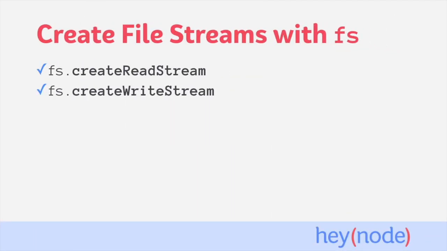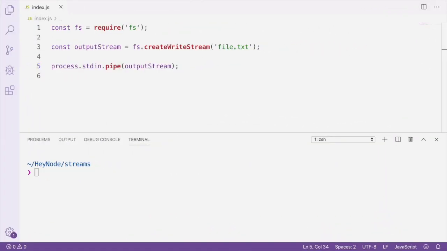The fs module has special helper functions to help us create read and write streams from files. These methods allow us to either read data from a file as a stream or write data to a file as a stream. The use case we mentioned at the very beginning of this tutorial, processing files too large to fit into memory, relies on these methods. In this example, we use fs.createWriteStream to create a stream which writes data from stdin directly to a file called file.txt. We can run this example and start typing some input into the command line.